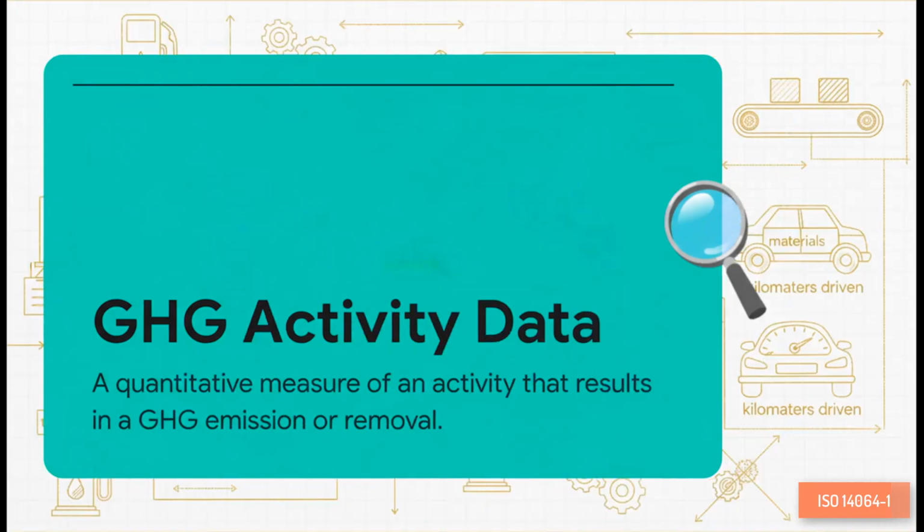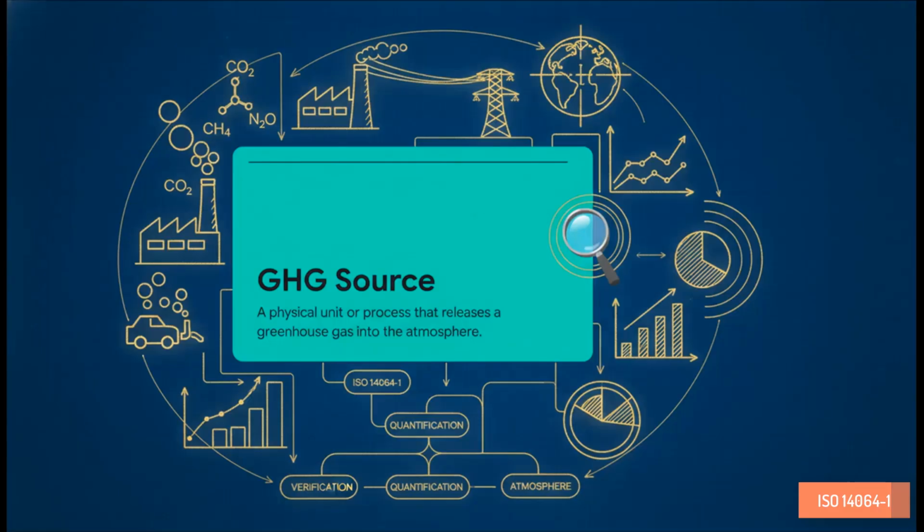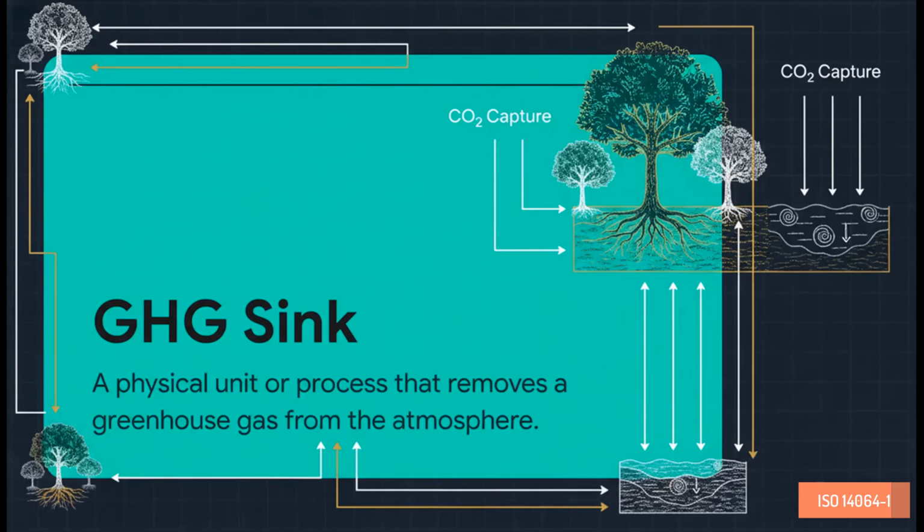From there, we got into the real building blocks, GHG activity data. This is the nitty-gritty. The raw numbers, gallons of fuel, tons of material, miles driven, all the stuff that feeds into our calculations. Then we defined a GHG source. It's pretty simple, really. It's any unit or process that actually releases greenhouse gases into the atmosphere. This is what we're tracking. And of course, you can't have a source without its opposite, a GHG sink. This is any process that actively pulls those gases out of the atmosphere, like a healthy, growing forest.